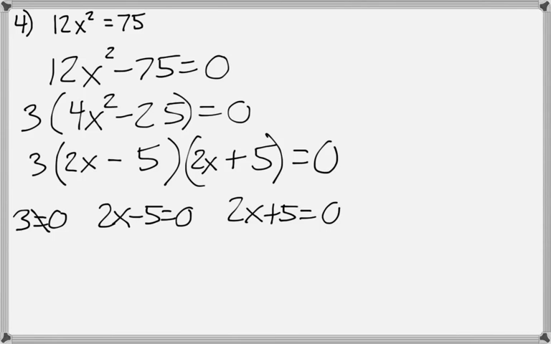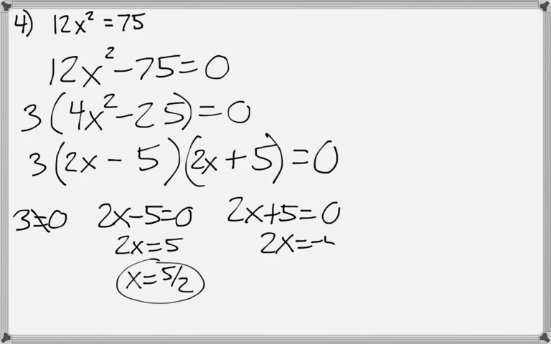With 2x minus 5, this will be 2x is equal to 5, x is equal to 5 over 2, and then 2x plus 5 is equal to 0. This will be 2x is equal to negative 5, and x is equal to negative 5 over 2. So those would be my two answers for this question.